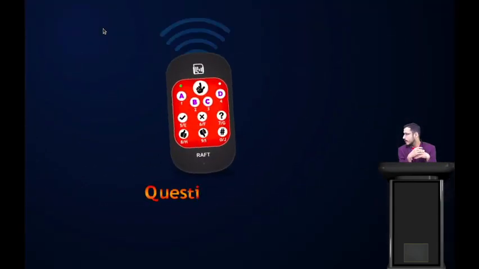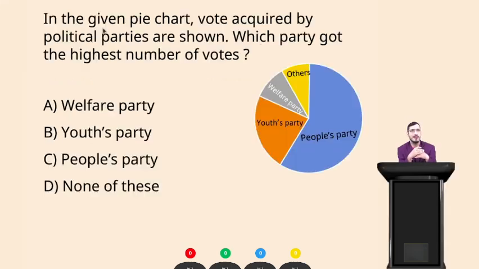Okay, now it's question time, students. I have a question for you. In the given pie chart, votes acquired by political parties are shown. Which party got the highest number of votes? Okay, so I am giving you 30 seconds. Which option is correct here?